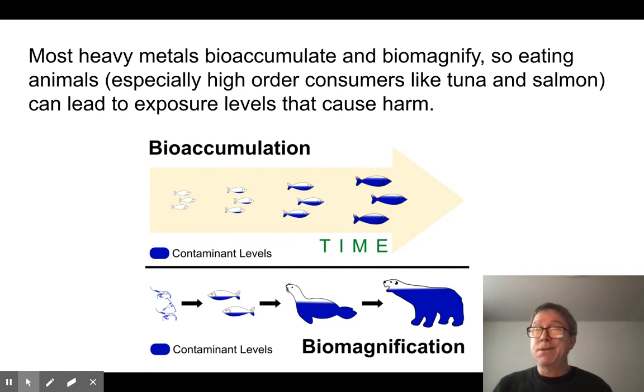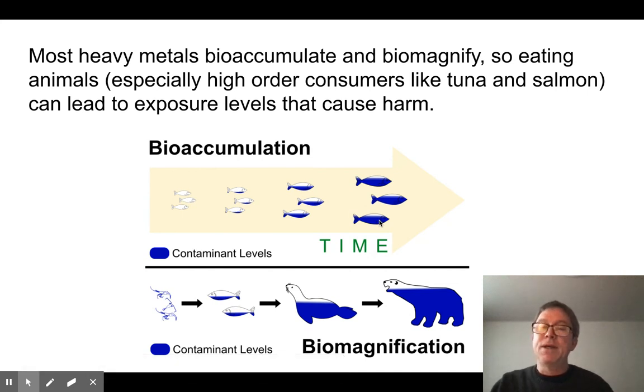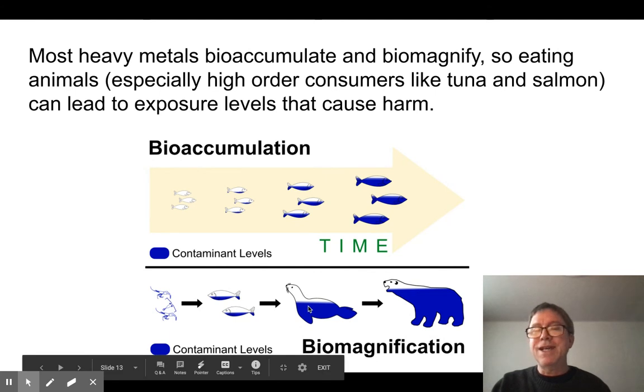But metals don't go away, so they do bioaccumulate. Just if you've forgotten, because we did this earlier in the year, bioaccumulation means over time there's more and more of it in your body because it doesn't leave your body. Biomagnification means as I go from one trophic level to the next, each consumer basically consumes all the toxins accumulated in the organism below them in the food web, and therefore the levels in their bodies go up significantly.